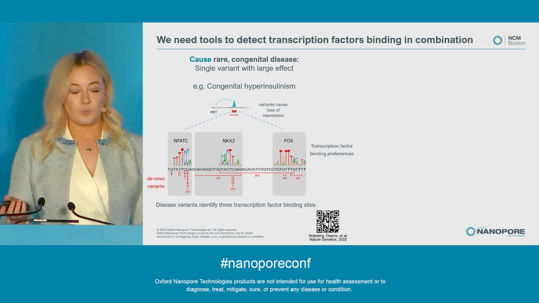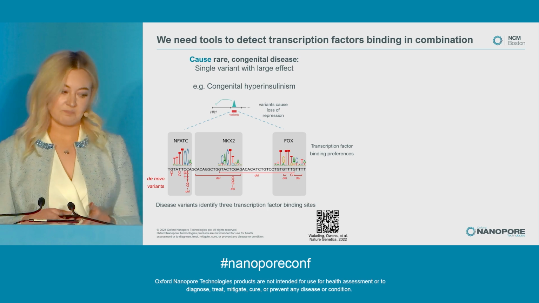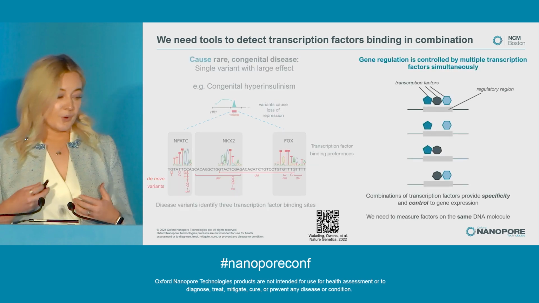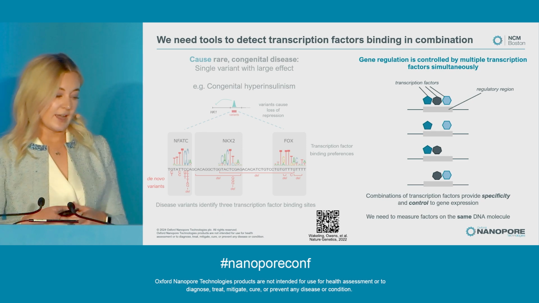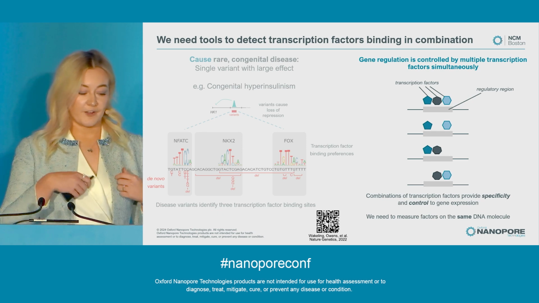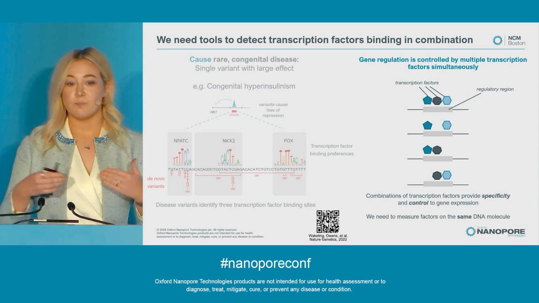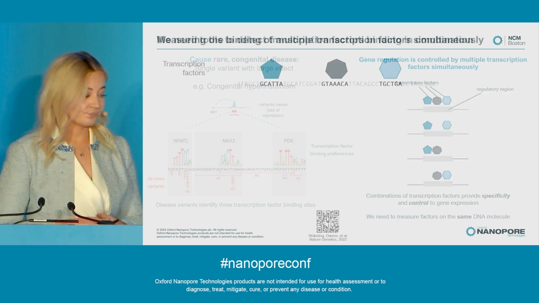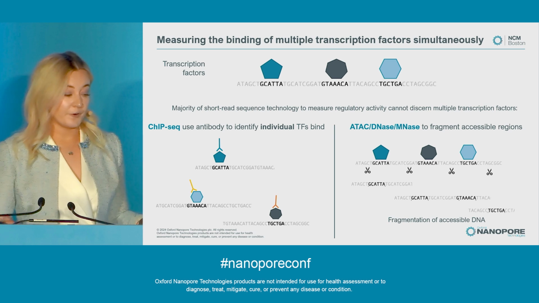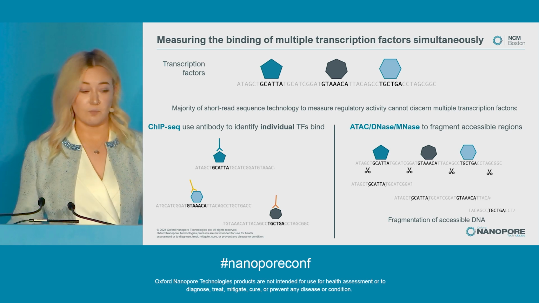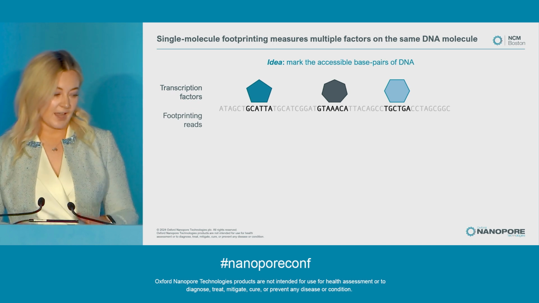So our question then was, what combination of these transcription factors are binding to regulate this gene? We know that multiple transcription factors binding simultaneously does control gene expression, and different combinations can provide specificity and control to gene expression. But what we really need to be able to do is measure multiple factors on the same DNA molecule. Traditional short-read sequencing methods don't really allow us to measure multiple transcription factors on the same molecule. So this is where we want to start to change the game a little bit.